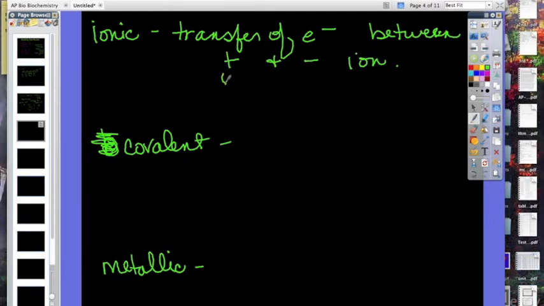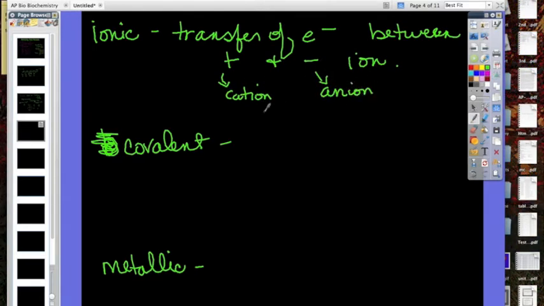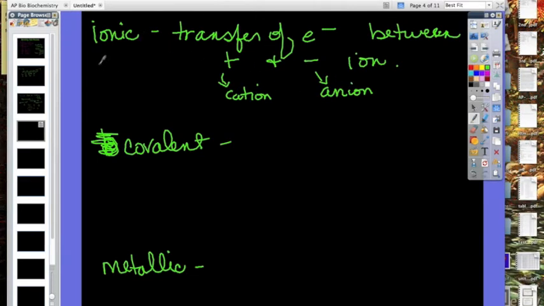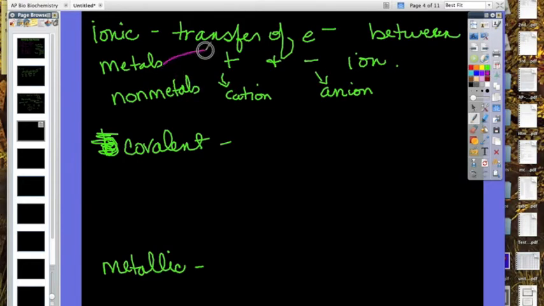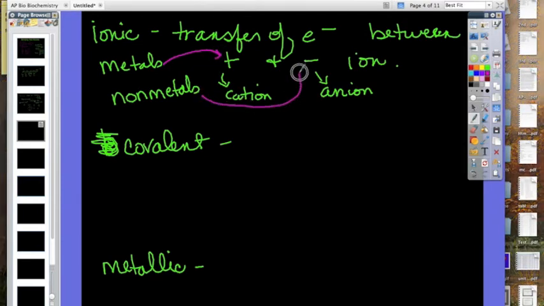And so this would be called a cation. This would be an anion. Okay, those are the 2 things that you have in an ionic compound. These happen between metals and nonmetals. All right, so a metal would be a positive cation because it loses electrons, and a nonmetal would be a negative anion because it gains electrons.